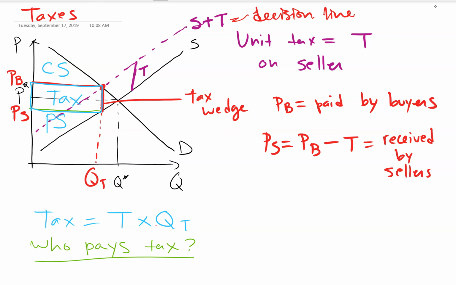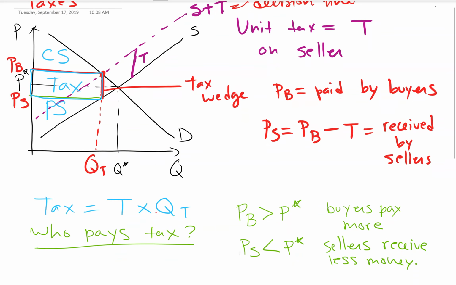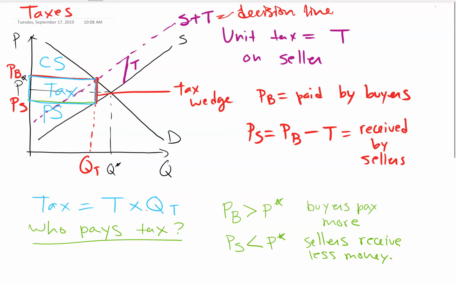Well, the buyers pay more. The price for buyers is greater than it was before. Before it was P star. So they pay more, right? So the buyers are paying more than before. So they pay some tax. And the price the sellers receive is less than they were receiving before. All right, so the sellers receive less money. So actually, they both pay the tax. So in almost all situations, when you put a tax on the market, it will actually affect both the buyers and the sellers, not just one side.